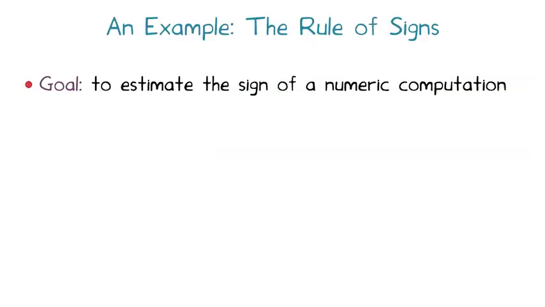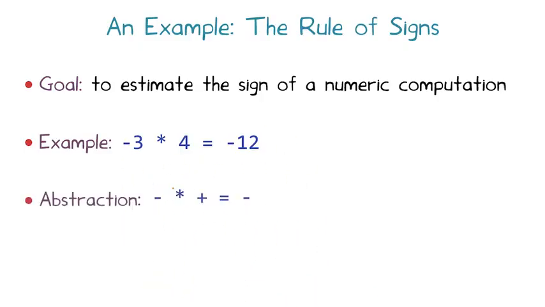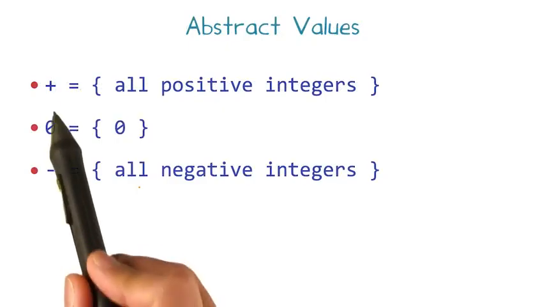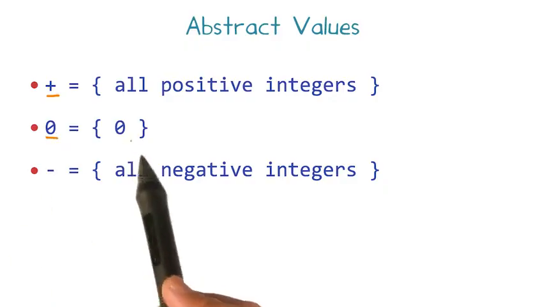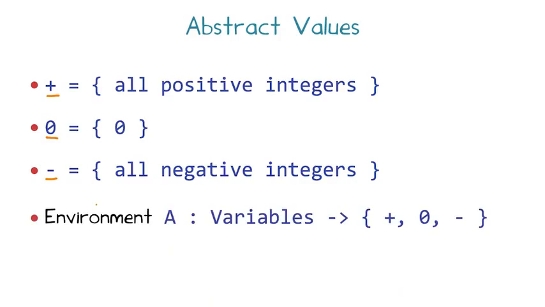As a starting example, let's use type notation to determine the sign of a numeric computation. For example, we would like to prove that the output of -3 times 4 is negative. Abstracting this particular computation, we can represent it as negative times positive equals negative. The abstract values that we will use in this analysis are plus, representing the set of all positive integers, 0, representing the set consisting of just the integer 0, and minus, representing the set of all negative integers. The environment in this system will be a mapping from variables to one of these three abstract values.